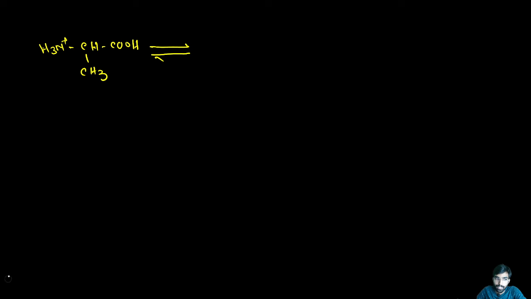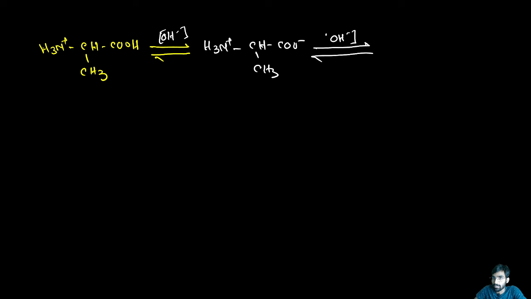Okay, so now if you add OH here, which group, carboxyl or amine, will release a proton first? Of course the carboxyl. Now what will happen? H3N+, CH, COO minus and CH3. Now again if you add OH minus, hydroxyl group, some base, what will happen? Then the amine group will release a proton. Now what will happen? H2N, CH, COO minus, CH3.